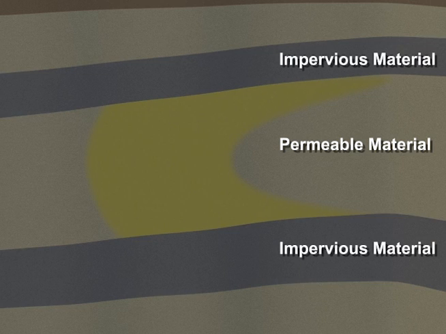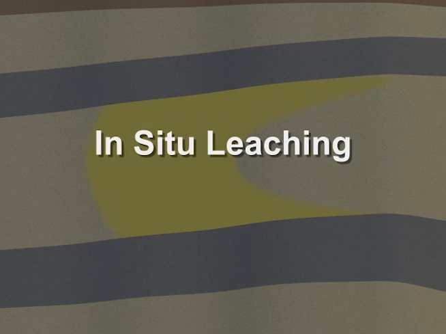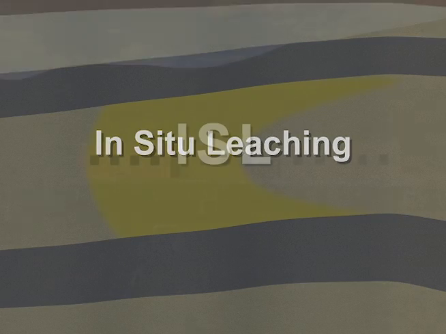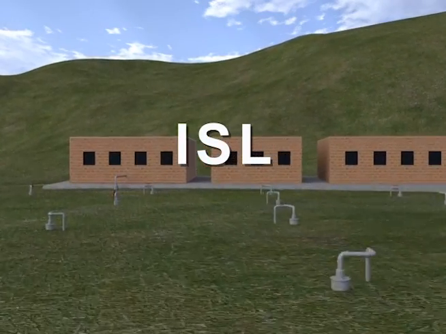If a deposit is contained within a permeable material such as sand and gravel and is confined above and below by impervious shale or mudstone, it could be a potential candidate for in situ recovery or leaching, commonly referred to as ISL, also known as in situ recovery, ISR.